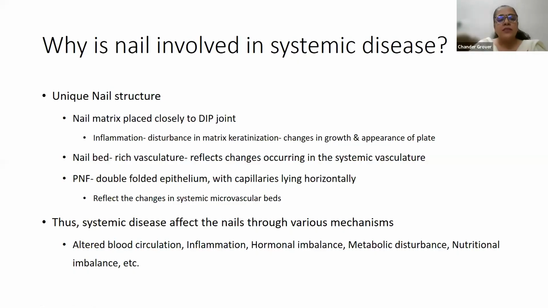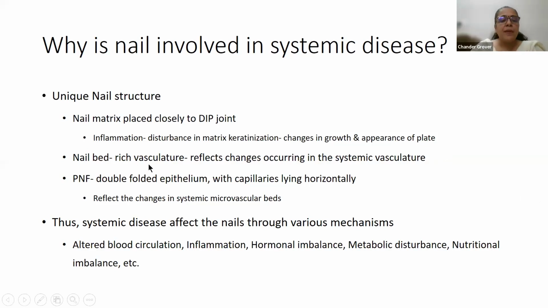Why is nail involved in systemic disease? Because of its unique and complicated structure. The matrix is placed very close to the distal interphalangeal joint. So you can understand the rheumatological diseases are going to cause some disturbance by the sheer continuity of the DIP joint to the matrix. And this inflammation is then going to result in changes in the growth and appearance of the nail plate.